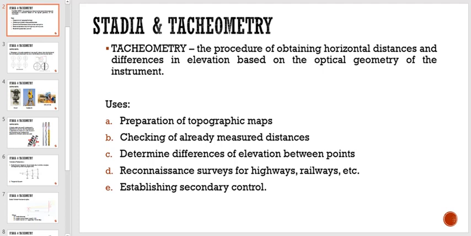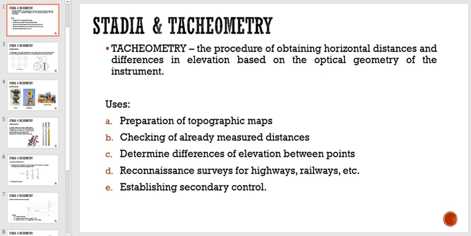Unlike the other methods of leveling, where we only compute the difference in elevation or the elevations of the unknown points, stadia and tacheometry are called the most precise methods of leveling. It is based on the methods of trigonometric leveling and three-wire leveling.